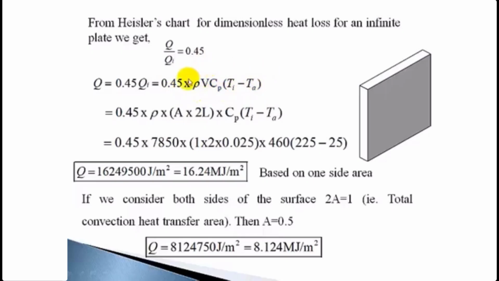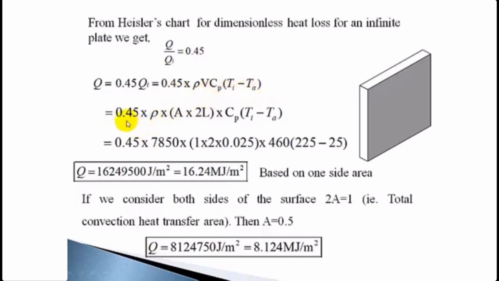Of that total energy content, 45% has been lost. So that is the fraction we have got. The fraction of the energy lost is 0.45, that is 45% of the heat is dissipated to the surrounding. So Q is 0.45 into ρVCp into Ti minus T infinity.